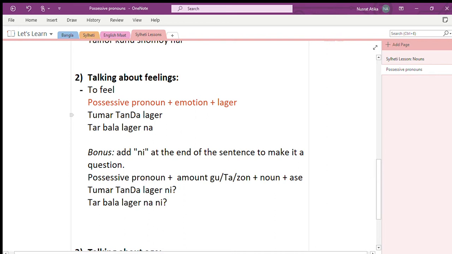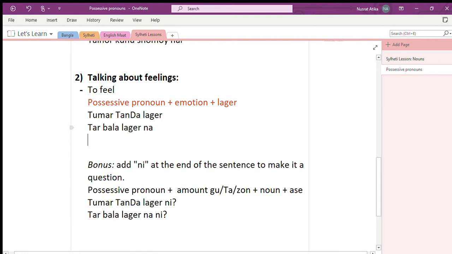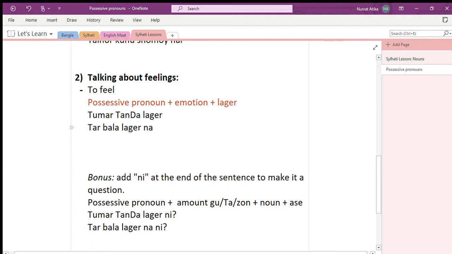Tumar tanda lager. Tar, his, bala, good, lager, na. He doesn't feel good. So let's give another example. We're gonna say, I don't feel hot. So we're gonna say amar, possessive pronoun, gorom lager na. I don't feel hot. But what I'm saying actually is my not feeling hot. But what I mean is I don't feel hot.